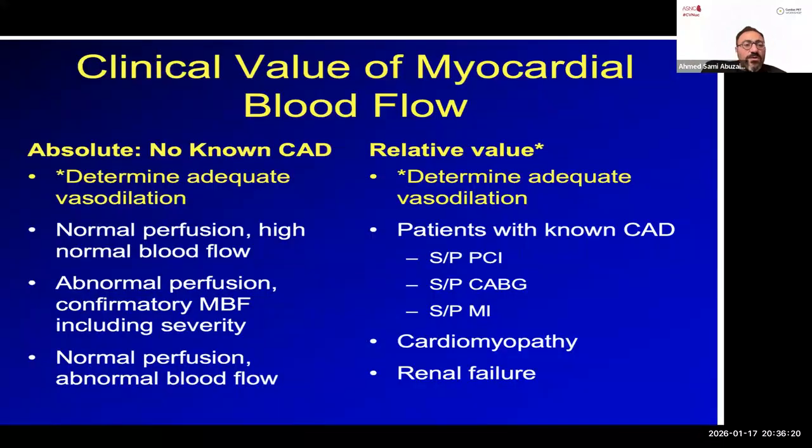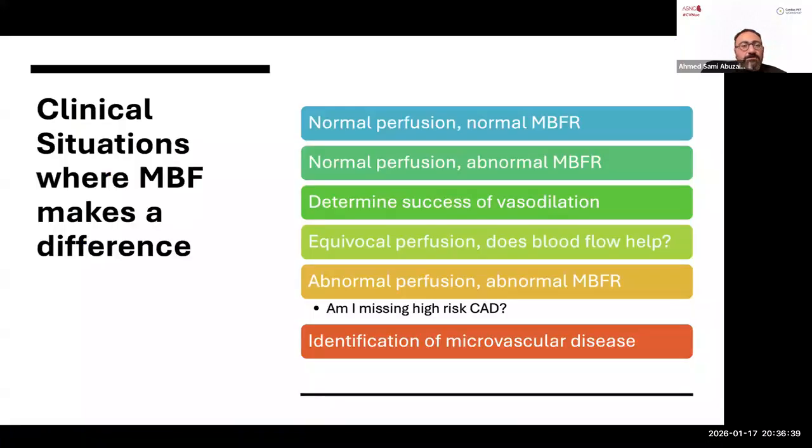When we look into this, before, we used to say let's do it just in naive patients, with no coronary artery disease. Now we do it in all patients across all lines: PCI, CABG, MI, renal failure, diabetes, all patient populations. We can use myocardial blood flow, and there are a lot of scenarios that can happen, as I said before.